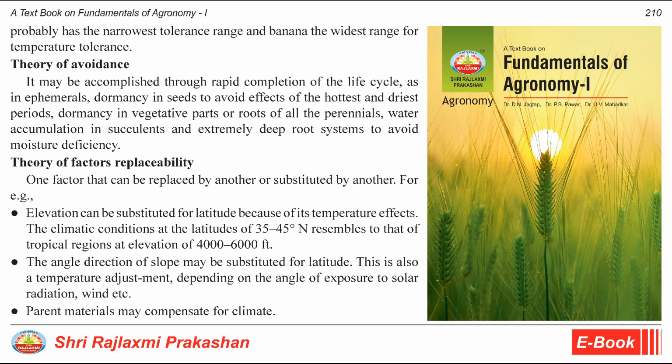Theory of avoidance. It may be accomplished through rapid completion of the life cycle, as in ephemerals, dormancy in seeds to avoid effects of the hottest and driest periods, dormancy in vegetative parts or roots of all the perennials, water accumulation in succulents and extremely deep root systems to avoid moisture deficiency.